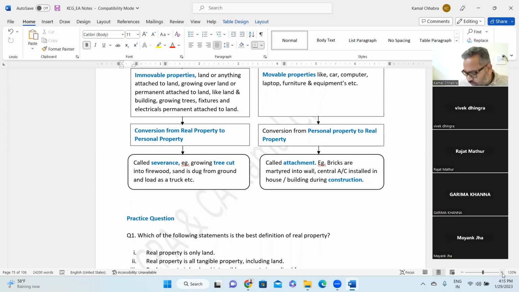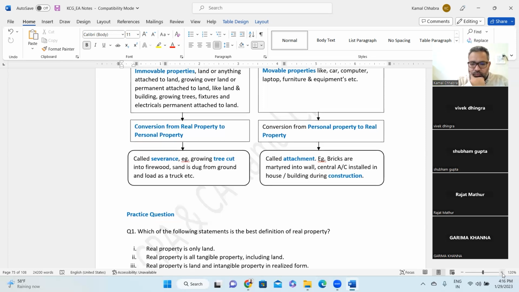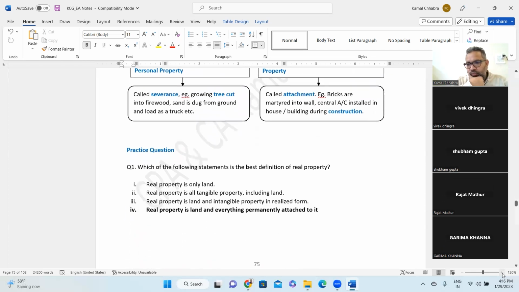No, converting from personal property to real property. Any example? So from personal to real, we have the example of the central air conditioning. We have a central air conditioning unit, which is separate, but when we put it in the building, it becomes part of the building, which is immovable property. So that's the conversion of personal to real property. Very good.